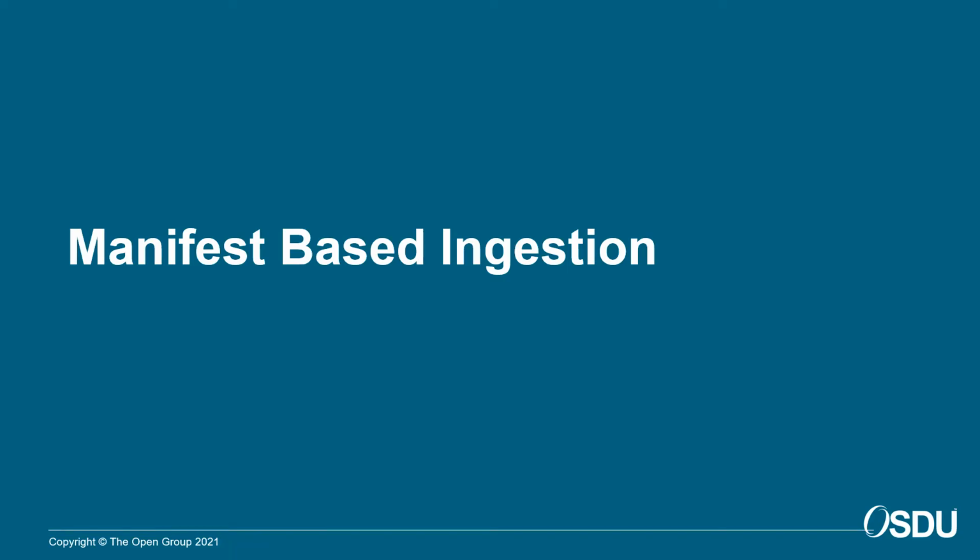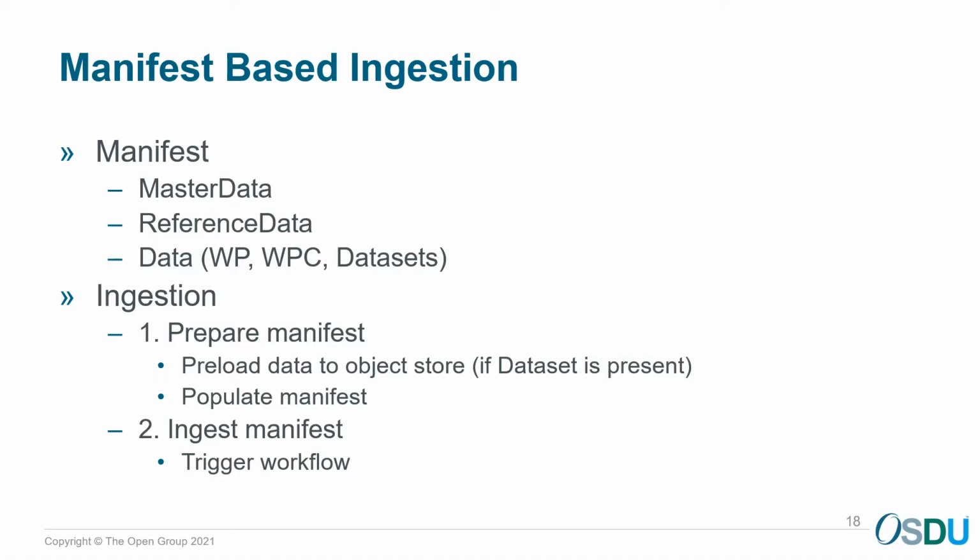Now, let's describe the manifest-based ingestion. A manifest serves as an envelope of other group types such as master data, reference data, and data, which includes work product components and datasets. The general process to ingest a manifest is to prepare the manifest as a first step. For that, it is necessary to preload data to the object store if there is a dataset within the manifest, and to populate the manifest with relevant business data. Then, the second step is to ingest the manifest by triggering an already registered workflow.